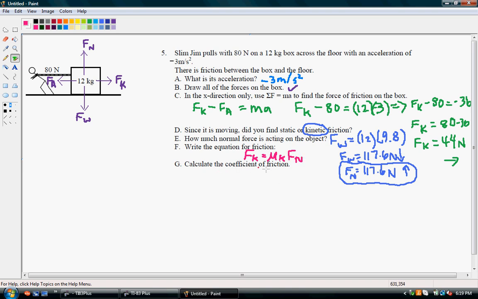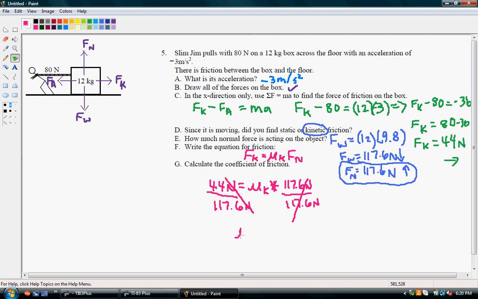So here it wants us to calculate the coefficient of friction. So our kinetic frictional force is 44 newtons, and we have a friction coefficient that we're trying to solve for being multiplied by the normal force, which is 117.6 newtons. Alright, newtons over newtons cancel each other out, so your kinetic friction coefficient is actually not going to have units. So to solve for the coefficient, you divide both sides by 117.6. These newtons cancel out.